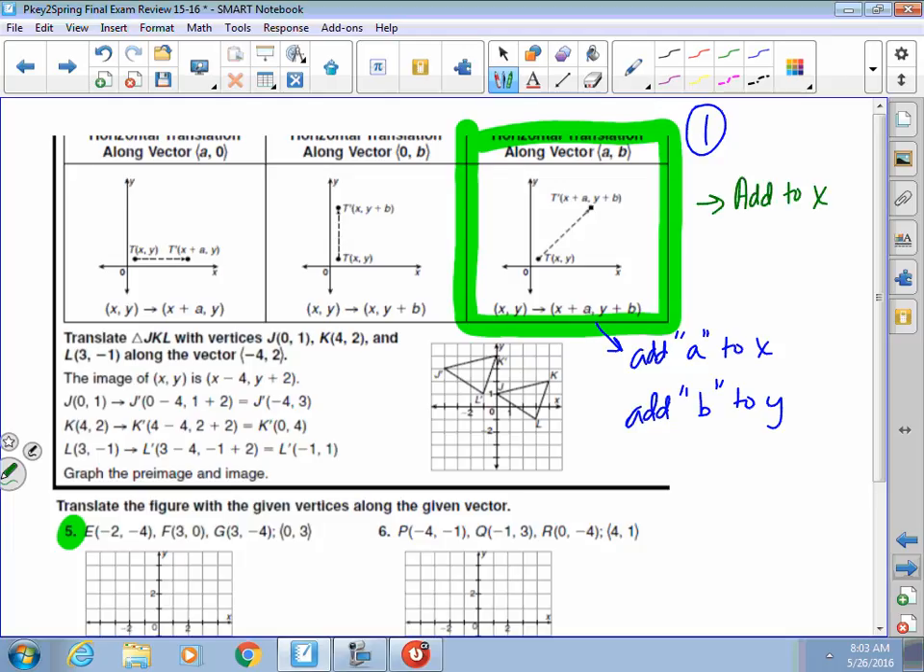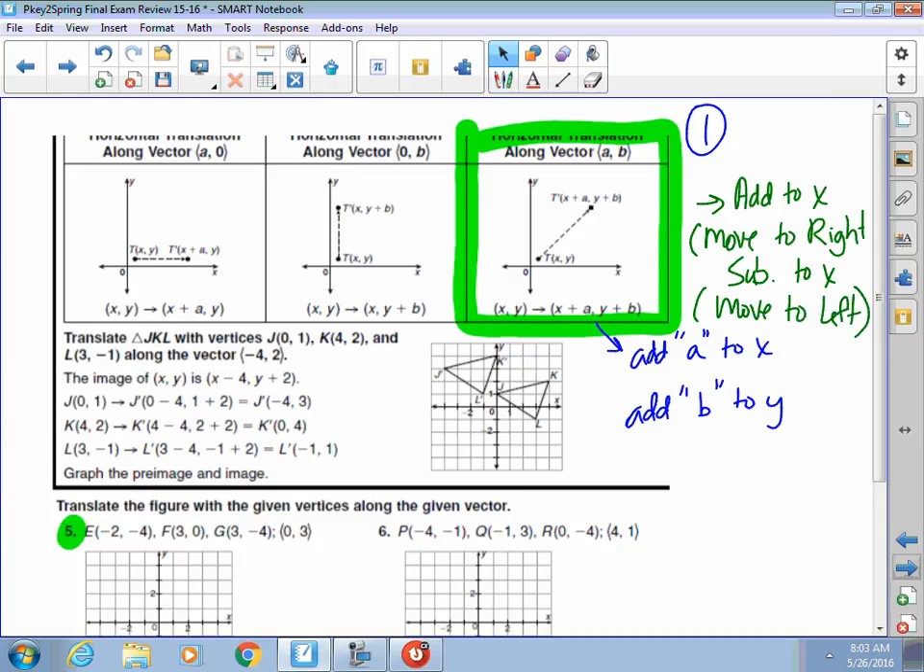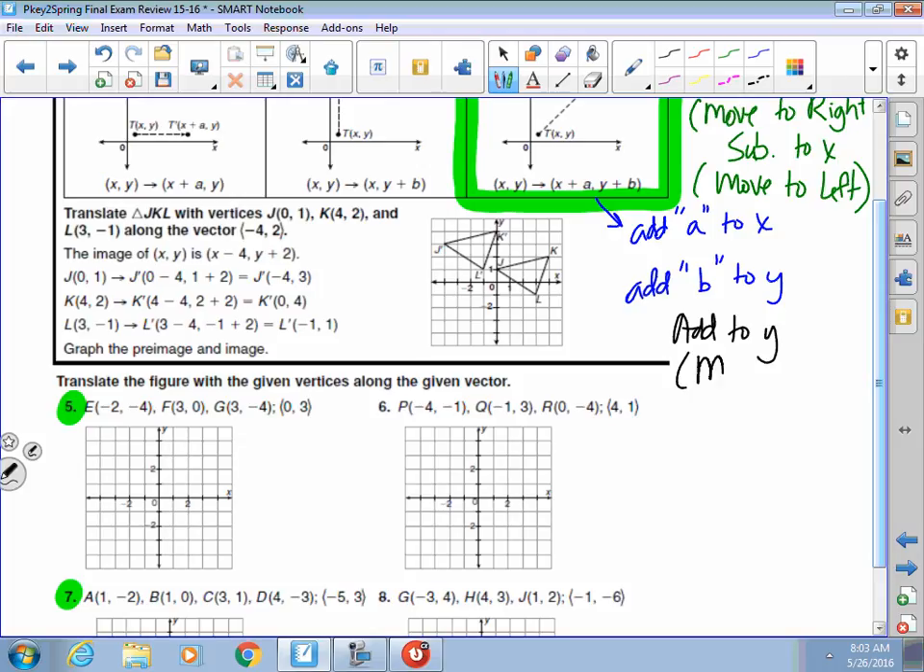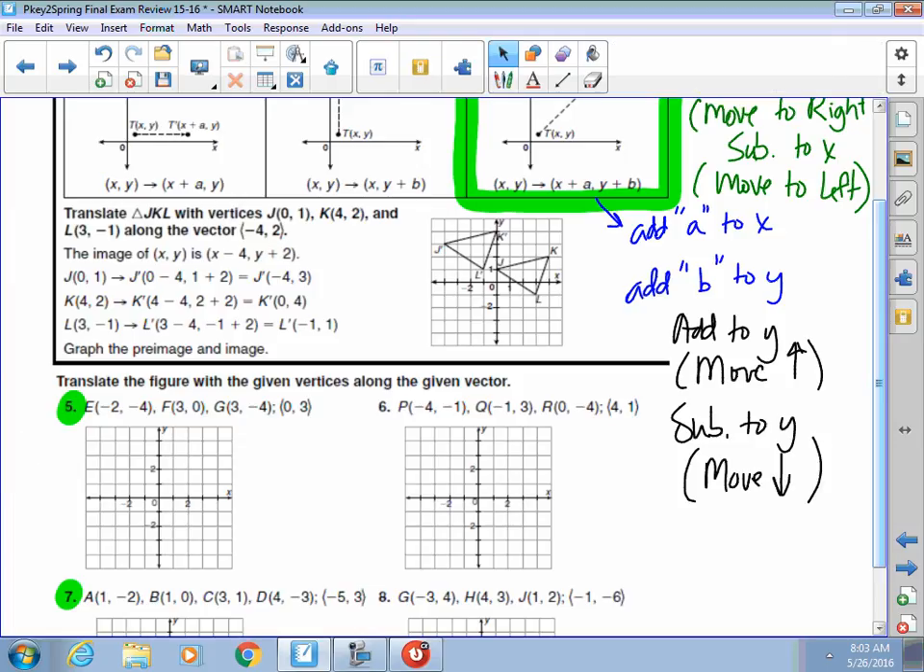A couple things to help you remember is if I'm adding to X, that means you're moving to the right, okay? So if you're subtracting to X, that's a move to the left, alright? Now, if I'm adding to Y, that means you're going to move up, okay? If you're subtracting, I'm going to abbreviate, to Y, that means we're going to move down.